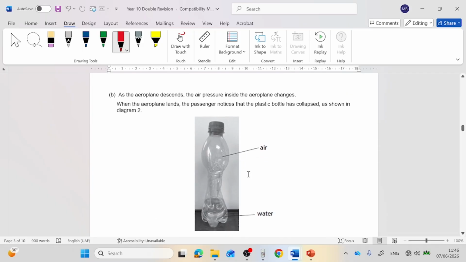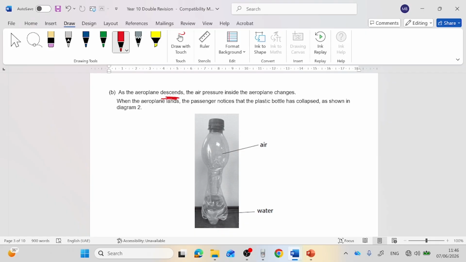For question B, as the aeroplane descends, which means it lands, its height from the ground decreases, it starts landing. The air pressure inside the aeroplane changes. When the aeroplane lands, so now the aeroplane is on the ground, the passenger notes that the plastic bottle has collapsed, as shown in diagram 2.